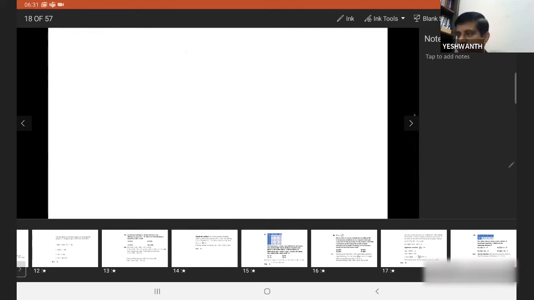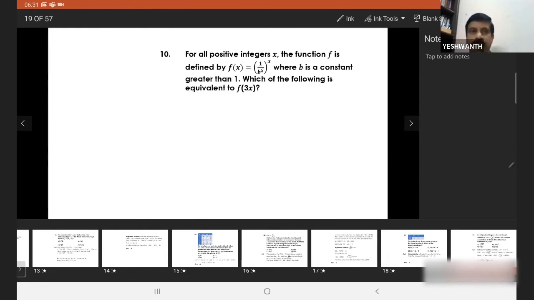Okay, so then let us move to the next question. Now look at this. For all positive integers x, the function f is defined by f of x equal to 1 by b power 5 whole power x. So what is f of x? 1 by b to the power of 5x, where b is a constant greater than 1. So b is greater than 1. This is the condition he gave. Which of the following is equal to f of 3x?